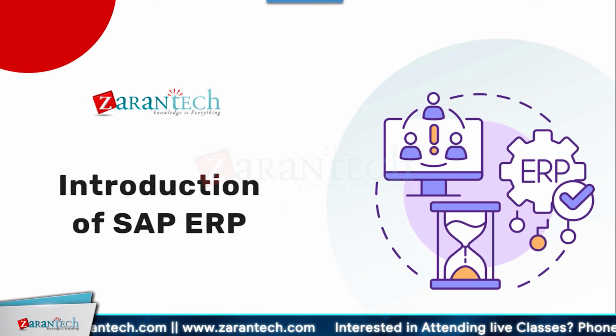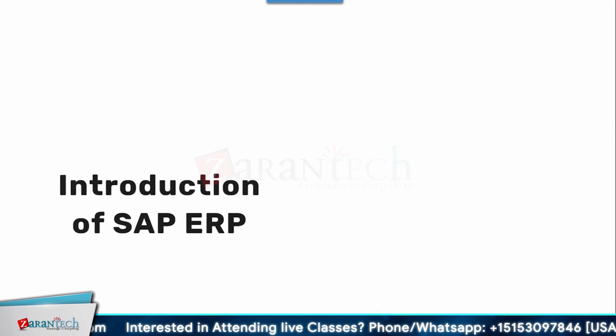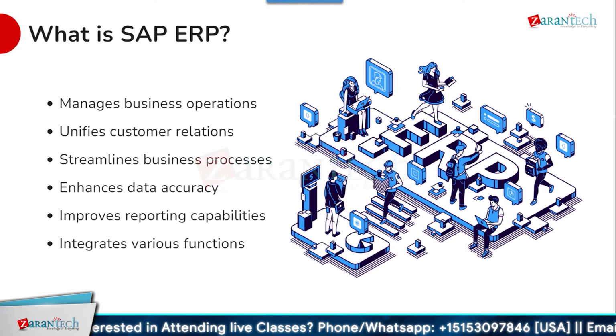So, let us begin by understanding what SAP ERP is and why it is so crucial for modern businesses. So guys, SAP ERP is basically a powerful software solution that is designed to manage business operations effectively. It basically unifies customer relations by bringing together all customer related activities in one place and ensuring that every interaction is seamless and efficient.